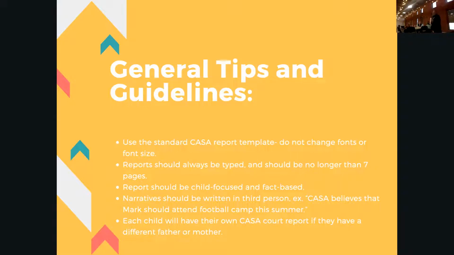And then each child will have their own CASA court report if there are different fathers or different mothers. We do have that, where one dad has working children, however it is. If they don't have the same mom and dad, they have to go on separate reports, because we hand them to parents when we go to court, and you can't give one child's report to a different father because he's not able to have that information. But if it's both mom and dad, they're able to have all that information.